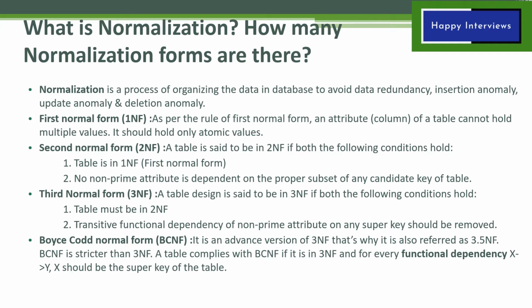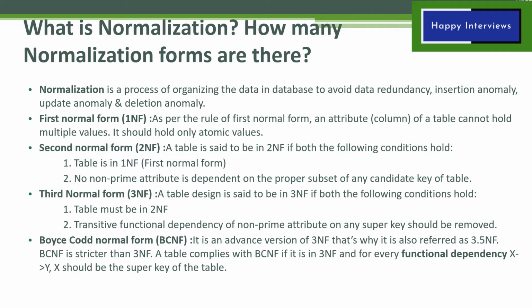So there are three forms, or I should say there are four forms. First 1NF, 2NF, 3NF, and then BCNF. It is also called 3.5 NF. So what's the difference? There is very little difference between all.